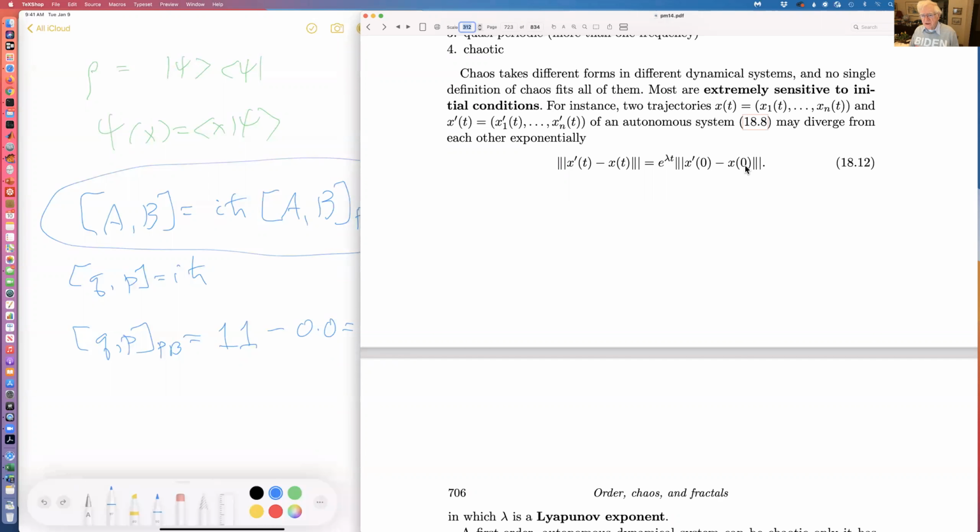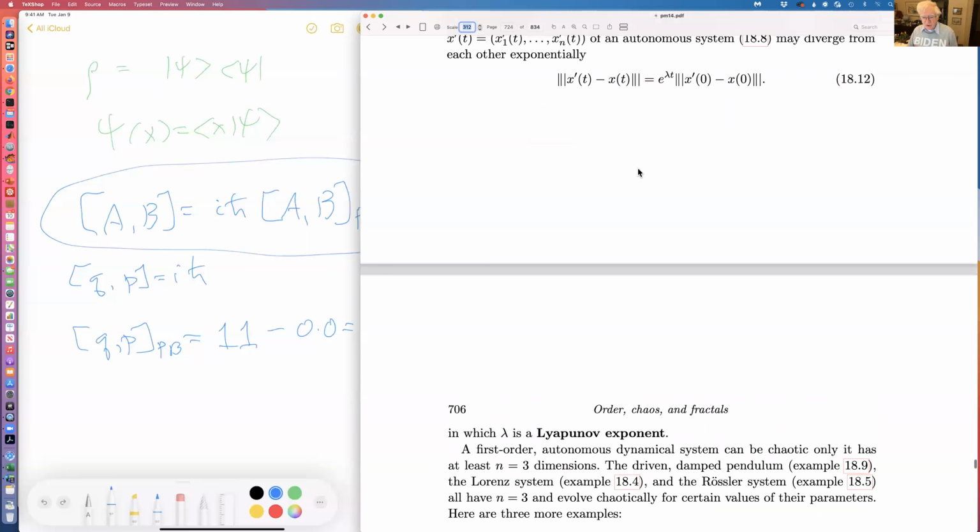Anyway, the distance between those points diverges exponentially. That lambda is called a Lyapunov exponent.